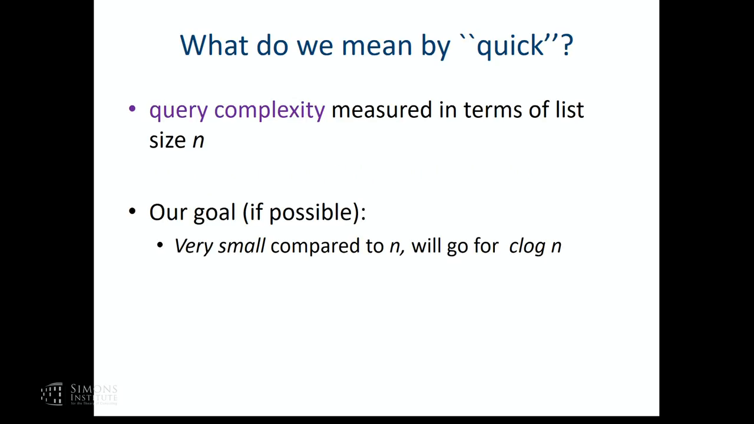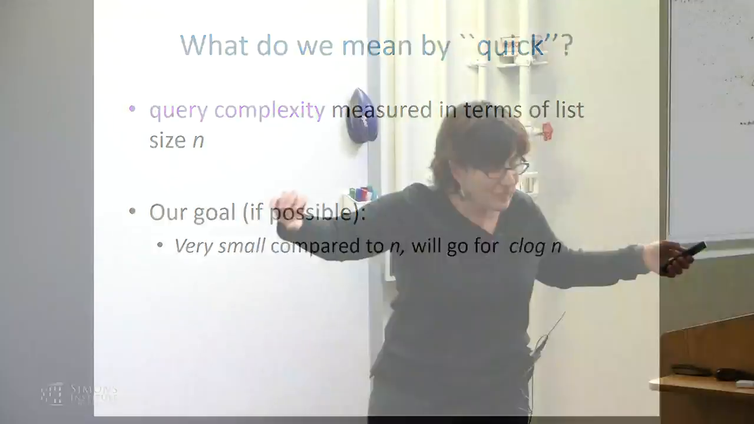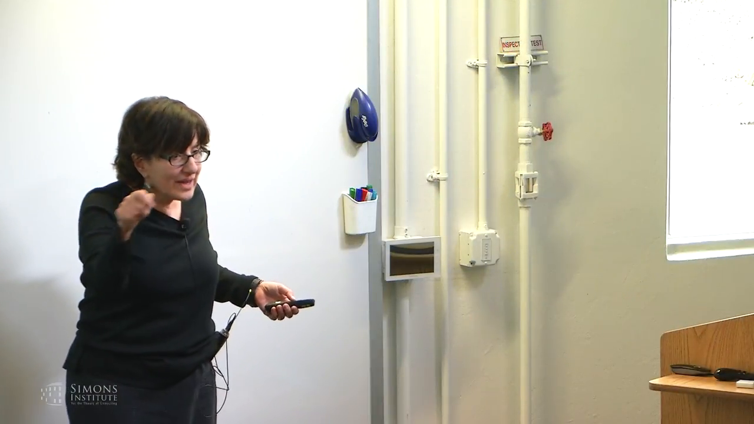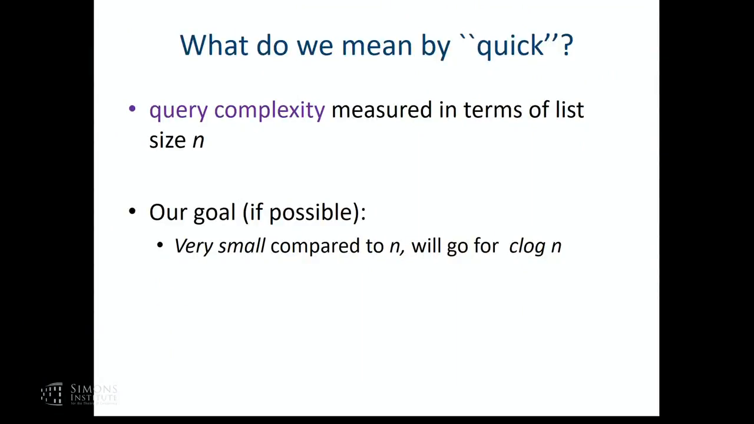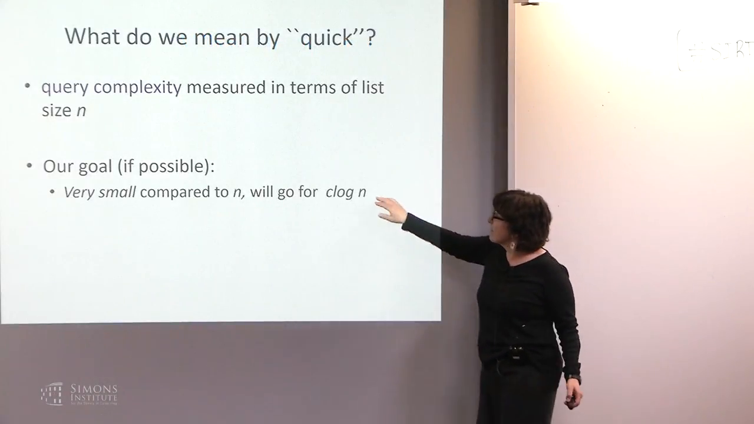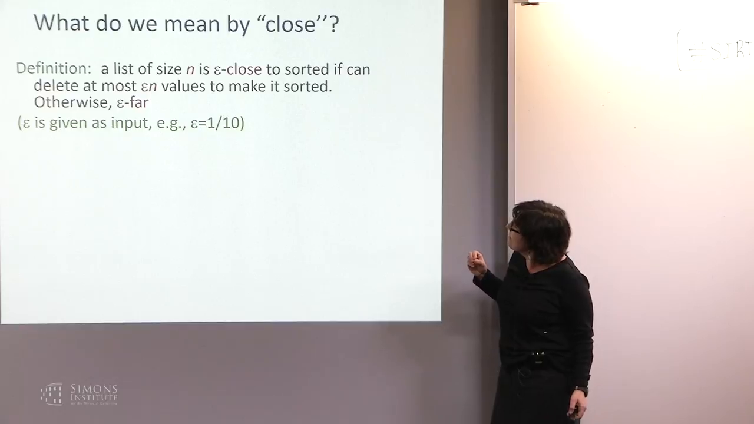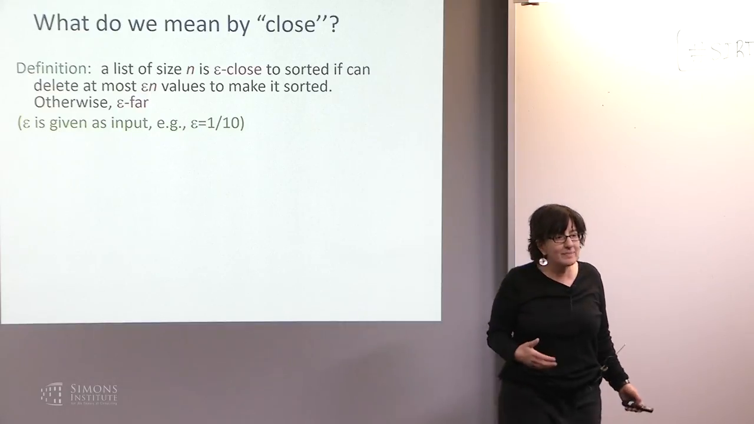So what do I mean by quickly and what do I mean by close to? By quickly, I mean the query complexity is measured in terms of the list size n. I've got n numbers, and I'm going to talk about how many numbers I need to look at in this list in order to decide if it's close to sorted. Our goal is to get something sublinear in n, and we're actually going to go for something that looks like logarithmic in n. It'll be fairly easy to see some square root n type thing, but we're going to go for logarithmic. Second, what do I mean by close? What do I mean by the list being close to sorted?